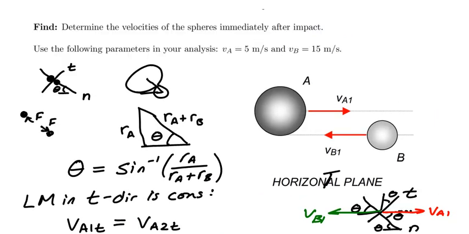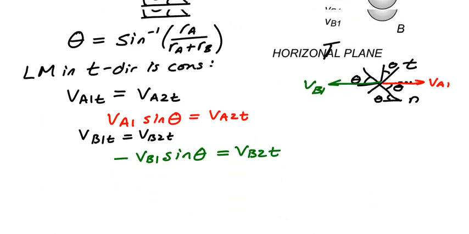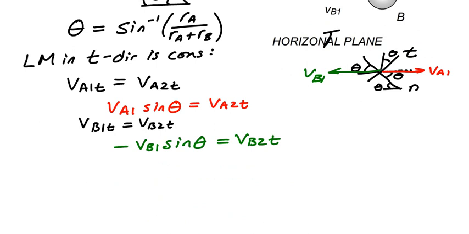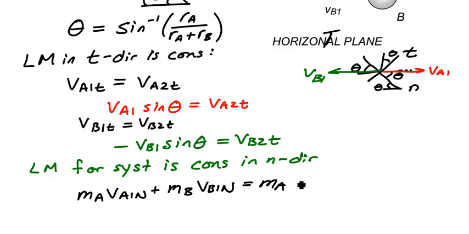Now that I have those, keep in mind I want to find the total velocities of the system post-impact. I can move on to the other relationships I have. One of those relationships tells me that linear momentum for the system is conserved in the n. So if I want to write down now the total linear momentum of the system, I'm going to have the mass of particle A times VA1 in the n plus the mass of particle B times VB1 in the n is going to equal the mass of particle A times VA2 in the n plus the mass of particle B times VB2 in the n.